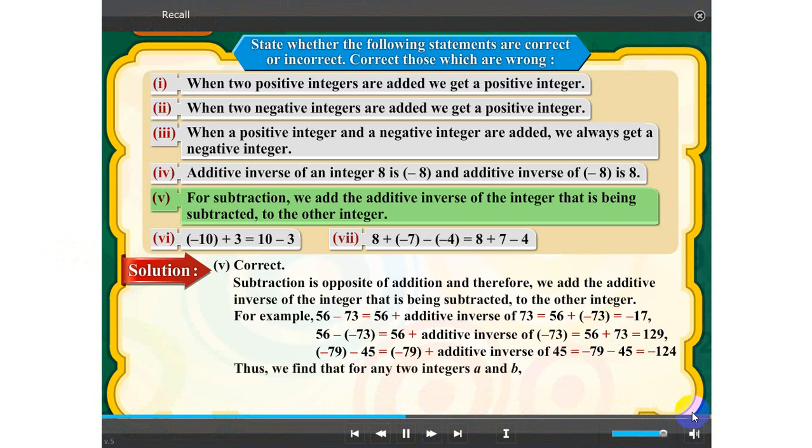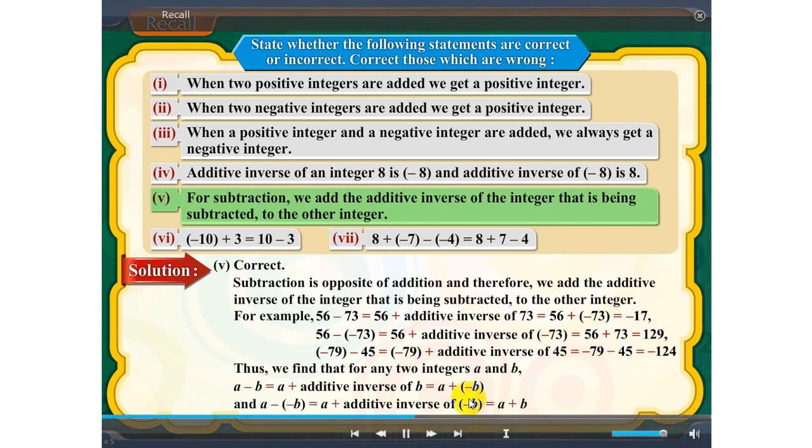Thus, we find that for any two integers, a and b, a minus b is equal to a plus additive inverse of b, which is equal to a plus negative b, and a minus negative b equals a plus additive inverse of negative b, which equals a plus b.